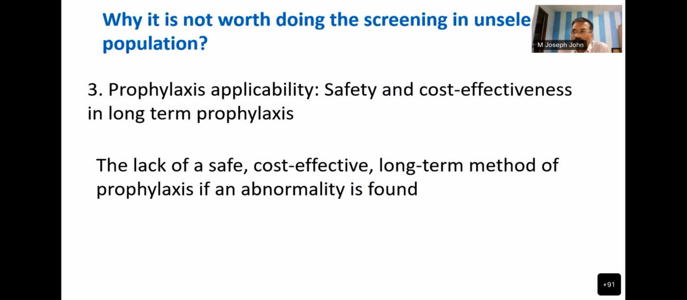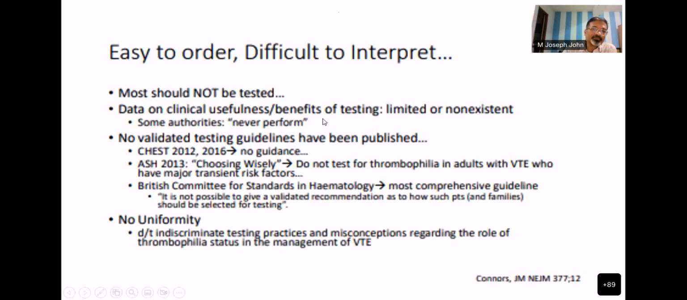If he is going in for a pregnancy or an OCP or a surgery or a long-term air flight, would it help us to decide on this? The answer is no, there is not adequate evidence. That is why I'm saying it is easy to order, difficult to interpret, because I have a few patients who will come to me saying that I did my testing because my brother had an acute MI or a pulmonary embolism, and I did my test and my mutation is now positive. Should I take any medication or not? There's not enough evidence to say that because you have done, you must do.